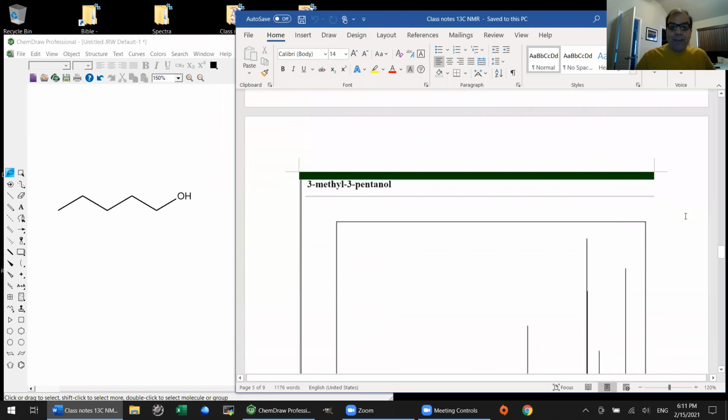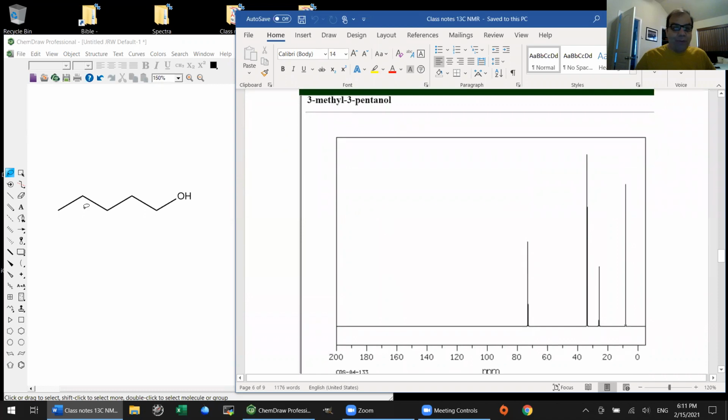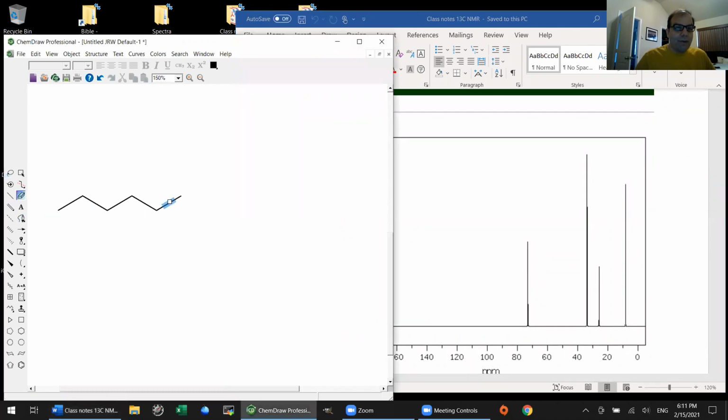The next one we have here is 3-methyl-3-pentanol. And so let's see here. Seem to be struggling at the moment. There we go, something like that.